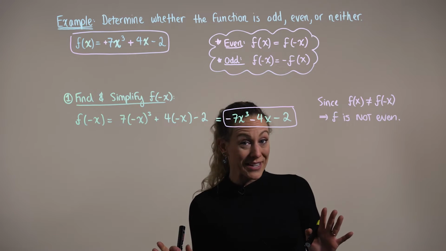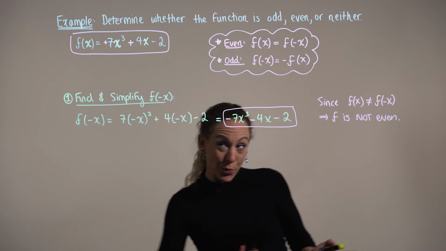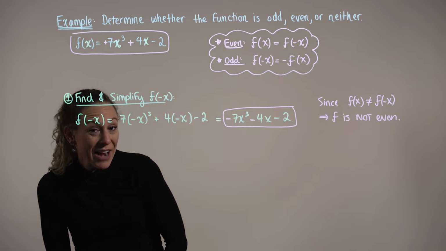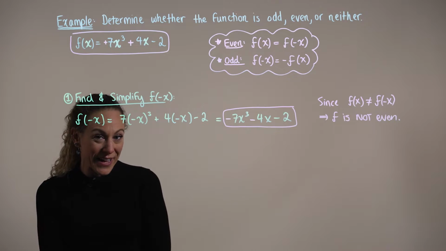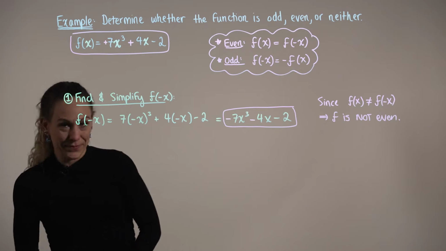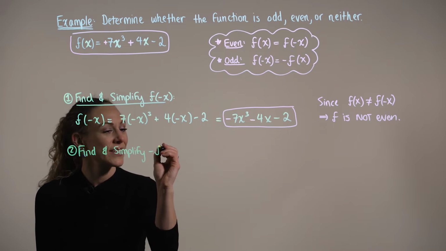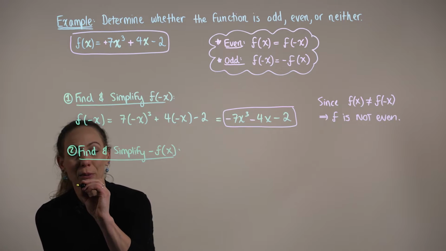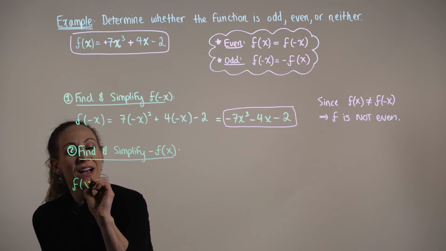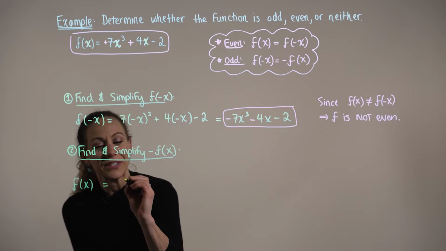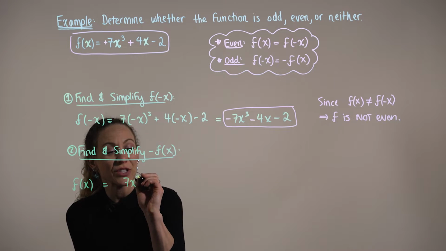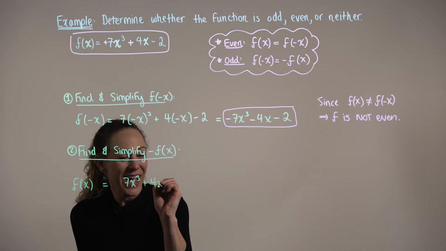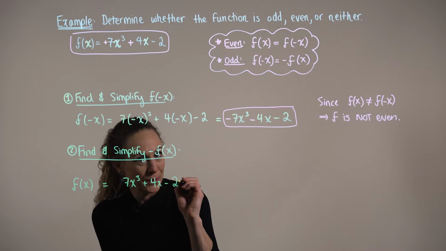Now, this doesn't mean give up. This simply means that we need to proceed to step 2 and go ahead and find and simplify minus f of x. And again here, let's keep in mind our given function. We were given at the start f of x is equal to positive 7x cubed plus 4x minus 2.